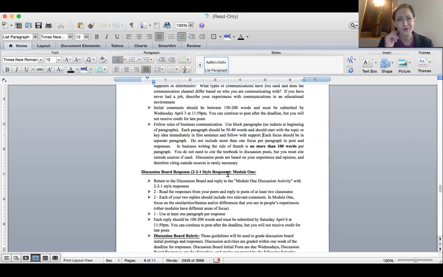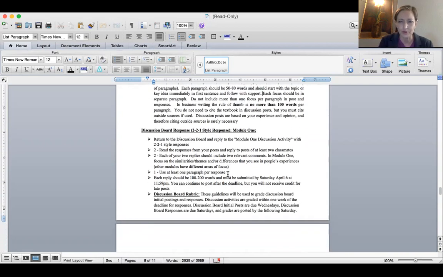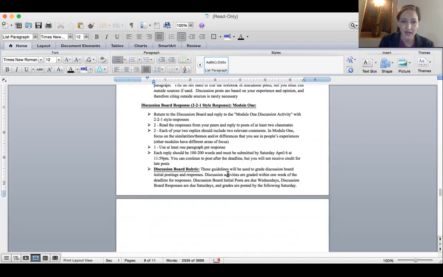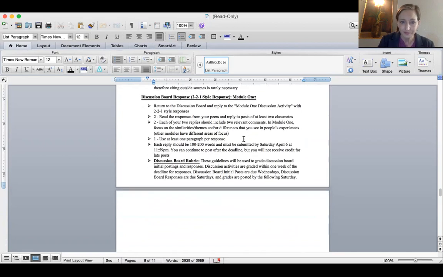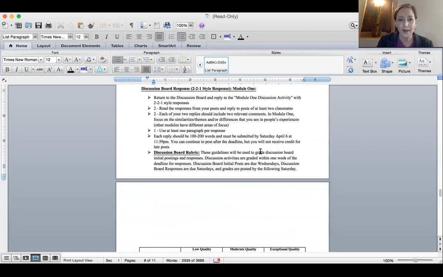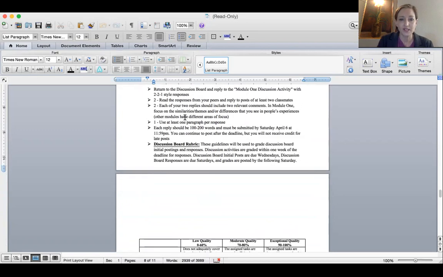But discussion posts aren't really based on research. They're more based upon your opinion or your experience, and so you don't need to cite those. You don't typically see any citing in discussion posts. And then for the responses, we do a 2-2-1 response style. That means two responses to two peers. Each of those two responses should include two relevant comments and at least one paragraph per response. We want to keep the responses, again, clear and concise, 100 to 200 words.